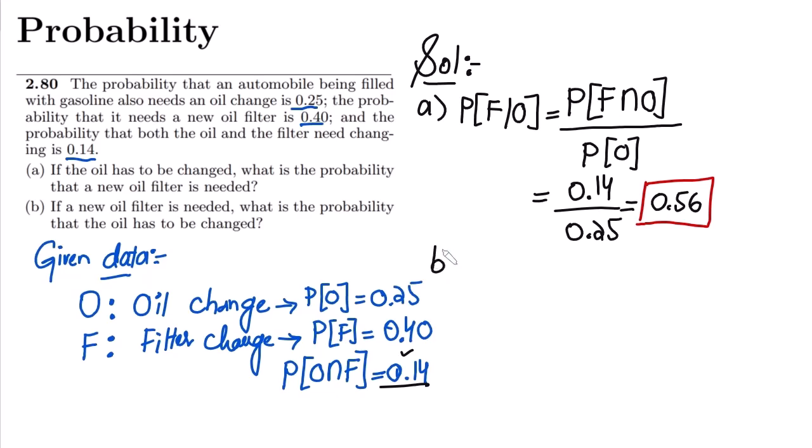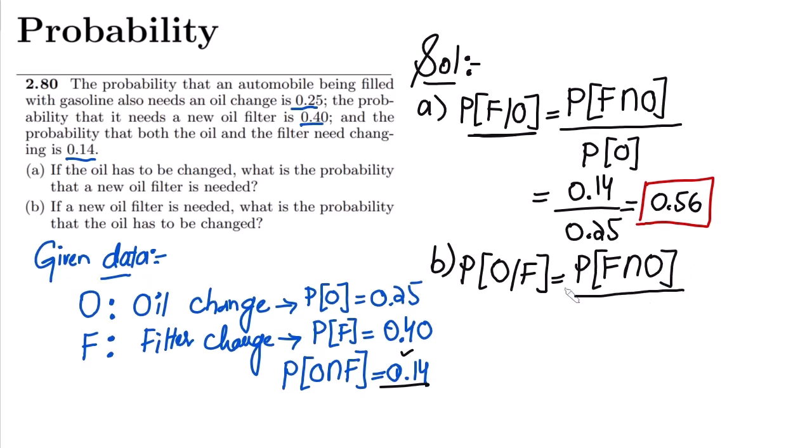Now in part B, what is it asking us? That if a new oil filter is needed, what is the probability that the oil has to be changed? We can see here that I want to find out the probability of an oil change given that a filter has been changed. We can see that these two are basically opposite of each other. So again according to the conditional probability, I have to write the probability of filter change and oil change divided by the probability of a filter change.